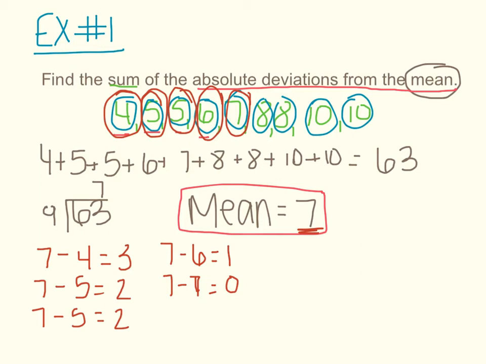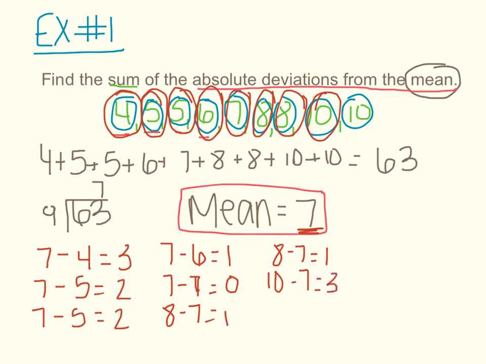Now when I start to get into numbers that are greater than my mean of 7, I just use the bigger numbers first. So the next number is 8. So now it's 8 minus 7 is 1. I do it again. 8 minus 7, 1. Next number is 10. So 10 minus 7 is 3. And one last time, 10 minus 7 is 3.